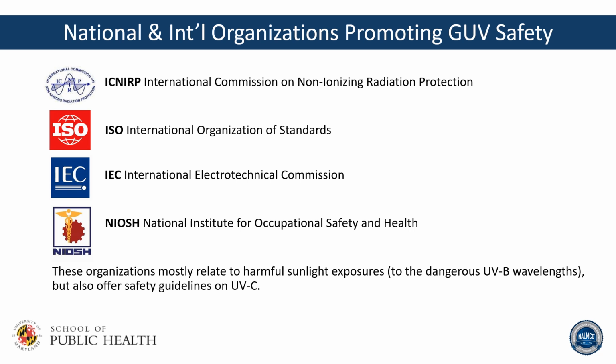There are several organizations, national and international, that promote germicidal ultraviolet safety. They include the International Commission on Non-Ionizing Radiation Protection, ICNIRP, International Organization for Standardization, ISO, International Electrotechnical Commission, IEC, and National Institute for Occupational Safety and Health, NIOSH. These organizations mostly relate to harmful sunlight exposures, meaning the dangerous UVB wavelengths, but they also offer safety guidelines on UVC.